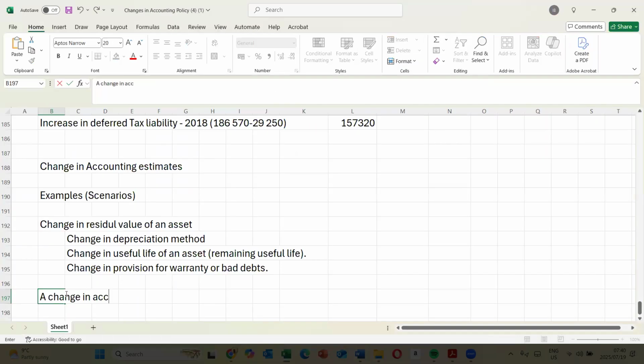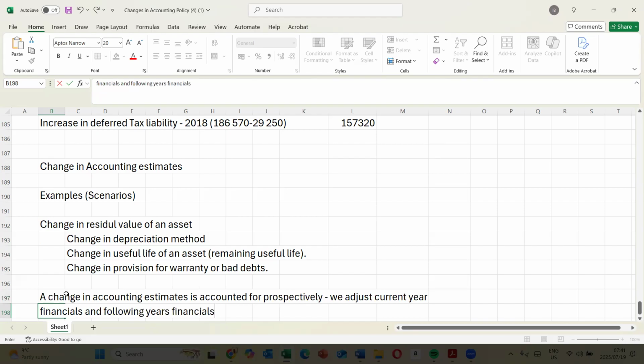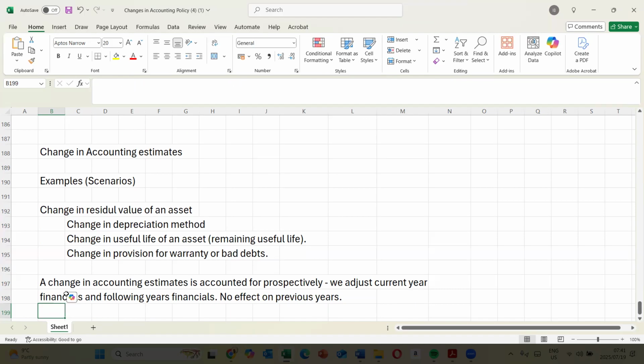So a change in accounting estimates is accounted for prospectively. In this case, we adjust current year financials and following years' financials. No effect on prior years. So there's no effect on the previous years. You do not need to adjust the previous years. You only account for it from the current year going forward. So that's what we have in regards to the change in the accounting estimate.